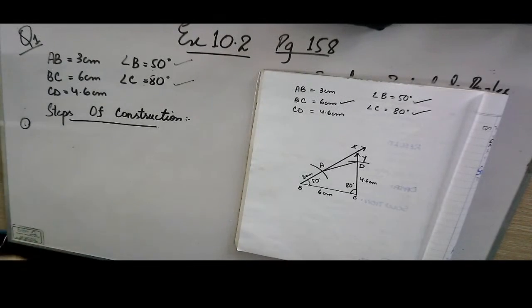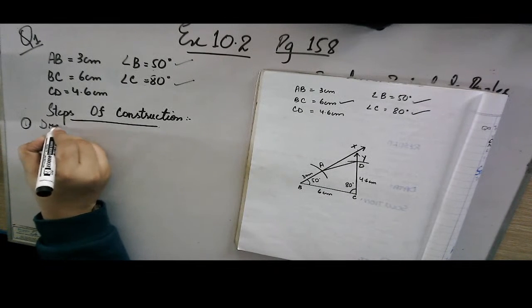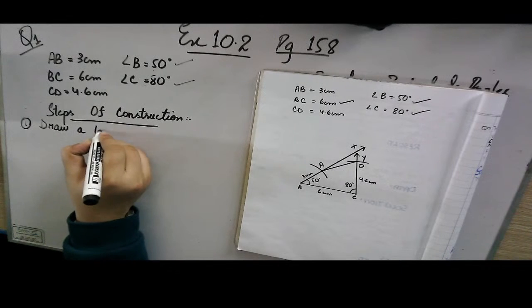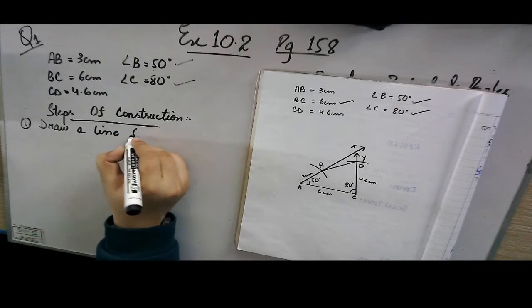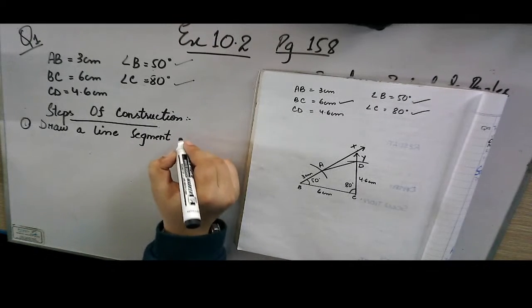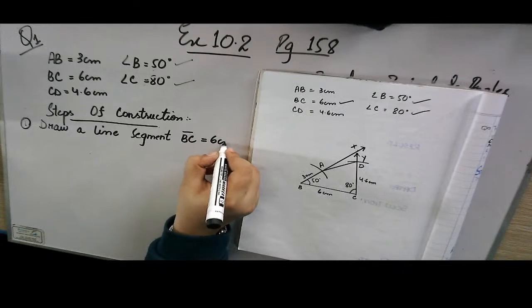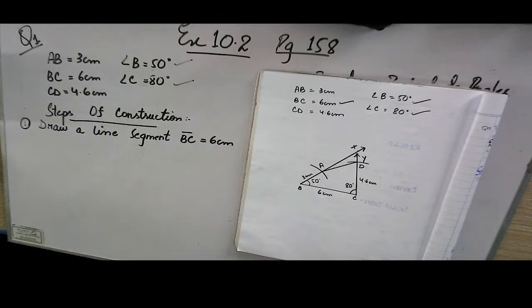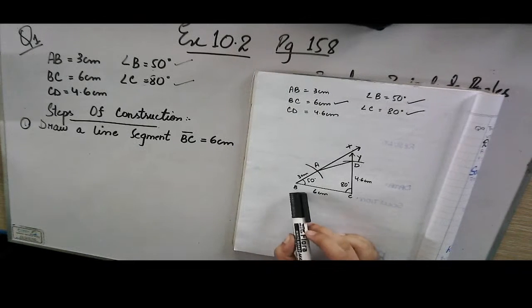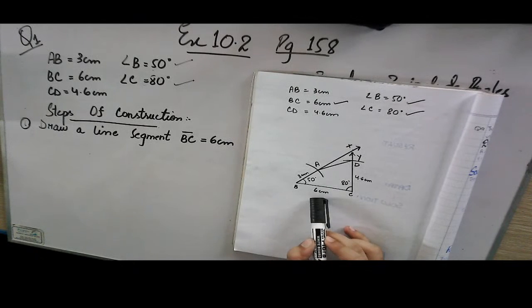In the very first step, draw a line segment. Draw a line segment BC which is equal to 6 centimeter. The first point is draw line segment BC which is equal to 6 centimeter. On the very first step, we have drawn the line which is equal to 6 centimeter.